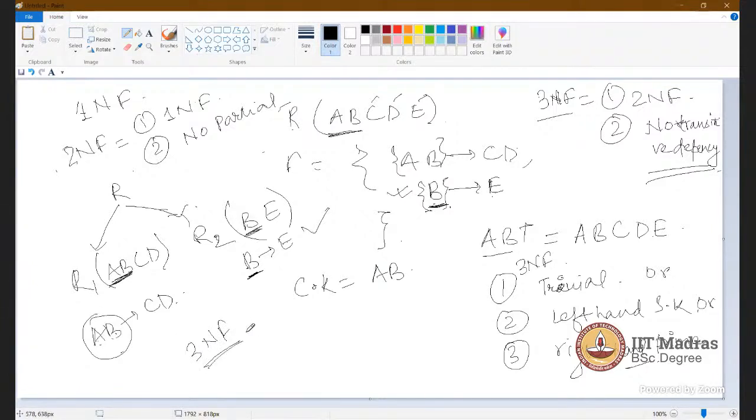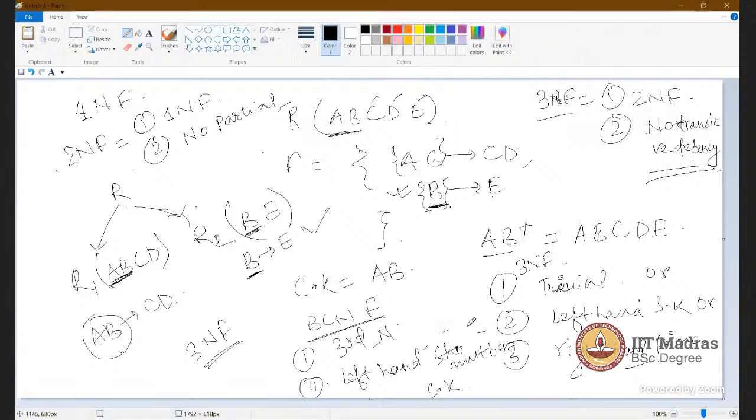So can you tell if it is in BCNF or not? Yes, sir. It is also in BCNF because in both the relations, the left hand side is a super key. And can you tell what is the condition of the BCNF? Left hand side should be a super key, and it should be in 3NF. Must be, right? And it should be in third NF.